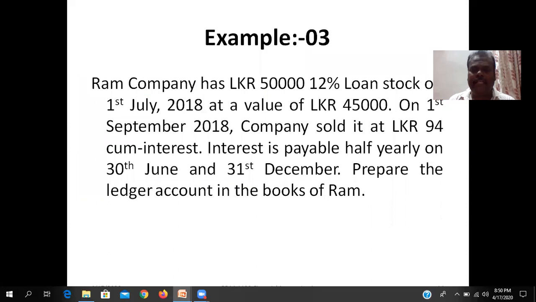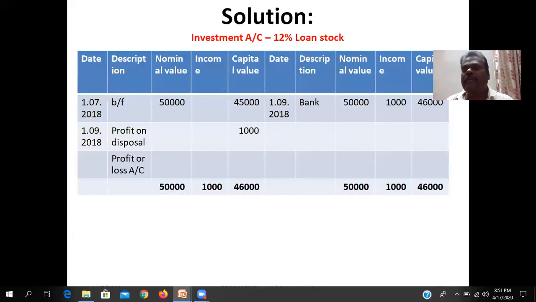But then what is that? The company sold it at 94 cum interest on 1st September 2018. So the company had the balance on 1st July 2018, but then it was sold in September 2018. It was sold at 94 cum interest. So you know what the double entry for the sale of investment would be: bank account debit, investment account credit. So we make the entry on the credit side of the investment account. On 1st September 2018, bank description, nominal value 50,000.